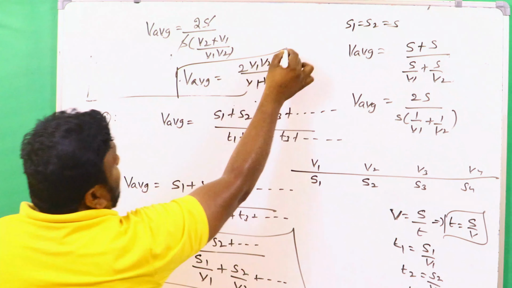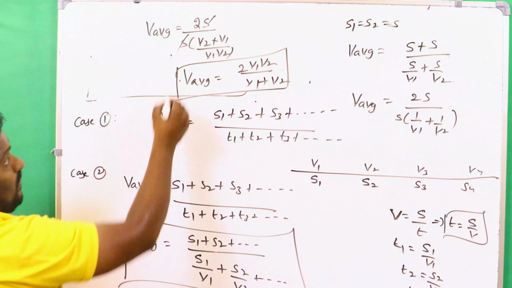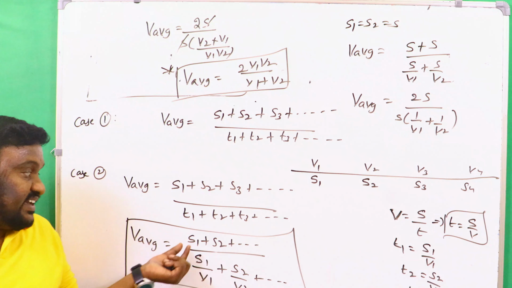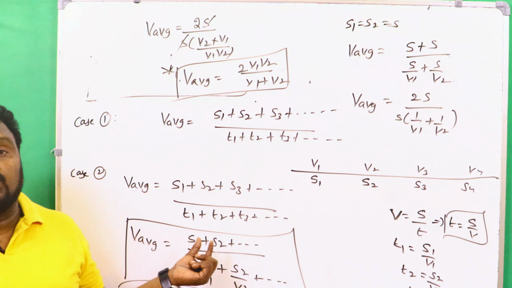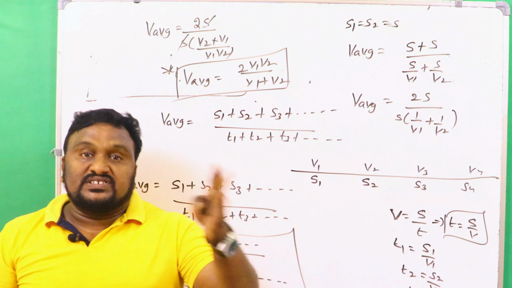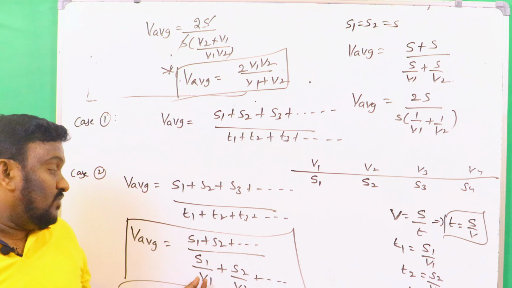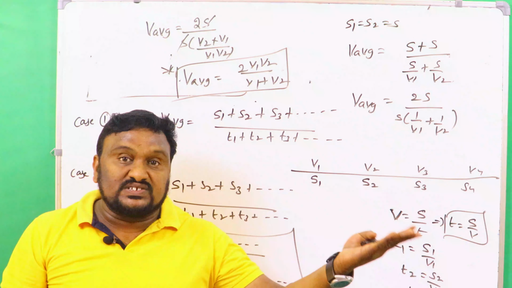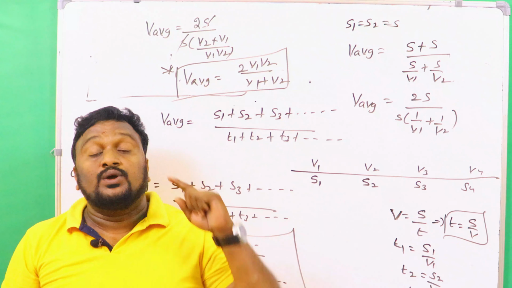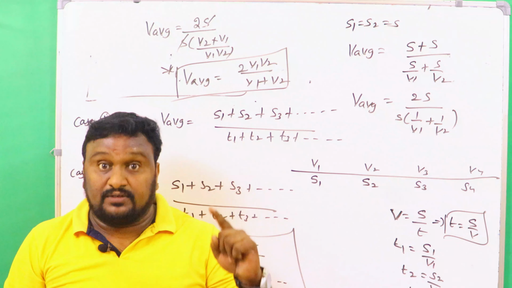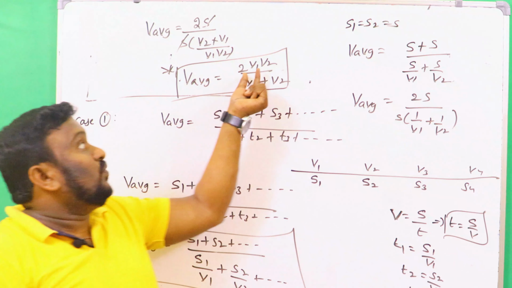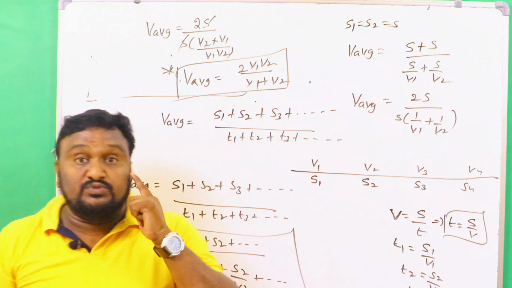This is another formula, the most important one we are taking here. In this case, S1 and S2 we have taken as similar or equal. The first half distance is traveled with speed V1 and the second half distance is traveled with velocity V2. Then which formula do we have to use to find the average speed? You have to use this formula: V average is equal to 2V1 V2 by V1 plus V2.